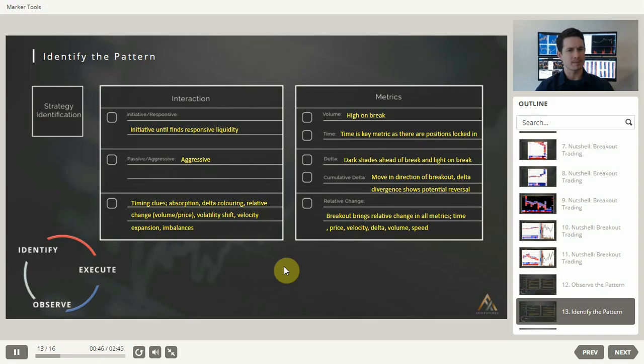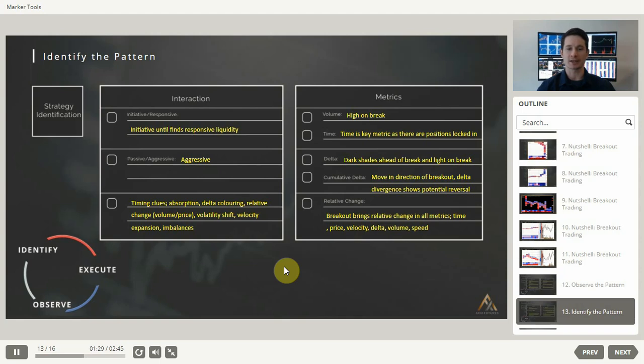Obviously, in terms of interaction, we expect aggressive interaction. So again, note, is it aggressive? Is it not? Again, in terms of timing clues, these are the clues that you definitely want to look out for that we went over. One will be absorption, delta coloring, relative changes in volume and price, volatility shifts, velocity expansion, as well as imbalances in the market. Obviously, as you complete more and more of these templates, guess what? You're going to find more clues. Equally, you might call a clue something different. Okay, it's all up to you. The point is, I'm trying to get you guys to get into a very strong habit and a process of ultimately developing this breakout strategy for yourself.